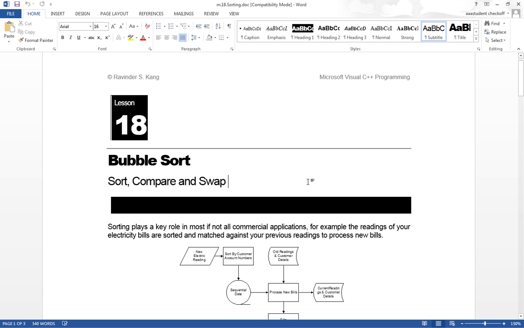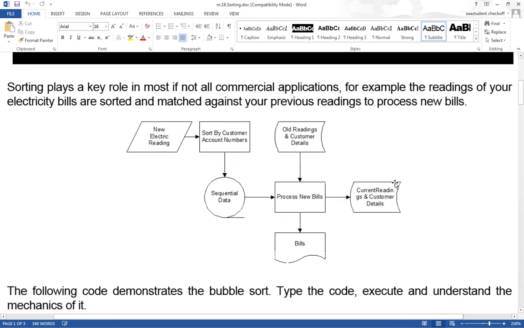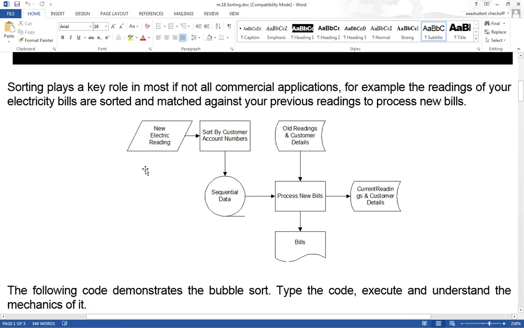An example would be, say, your utility bill. If we look at this, we have new electric readings. Every month there's a new electric meter reading. The data is collected and then sent back to the energy company. They sort the customers, because that data is eventually going to get tied in with the master data.